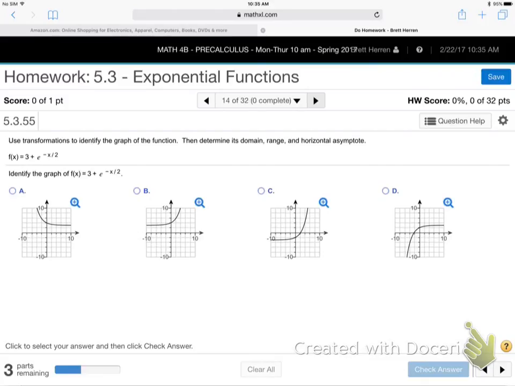All right, let's look at that one. So we've got y equals 3 plus e to the minus x over 2. Now it's time to talk a little bit about e. What is e? It's just a special number. Don't think you need to do really crazy things with e. e is just a special number, just like pi is a special number. Pi is 3.14, whatever. e is a special number.